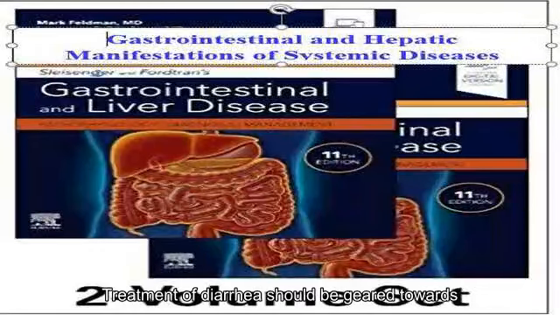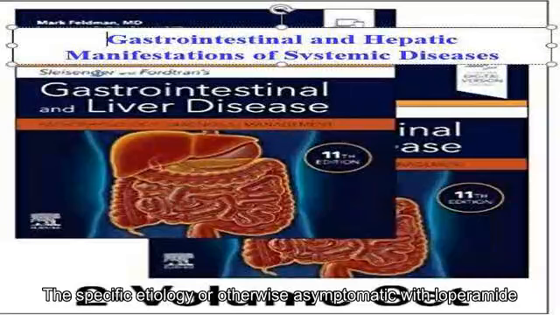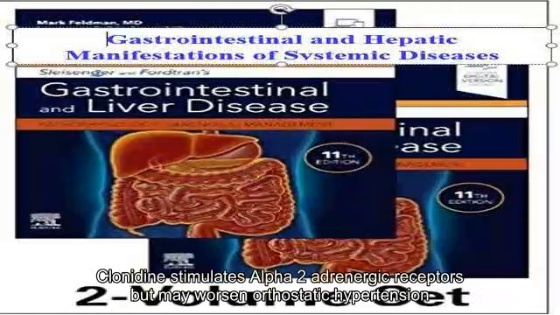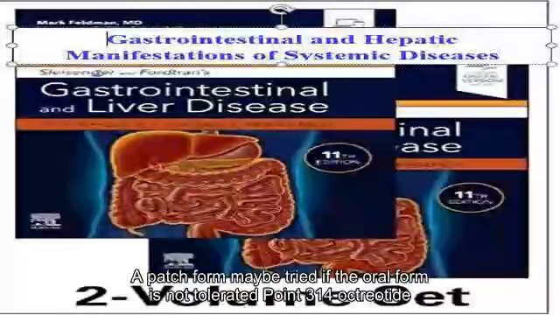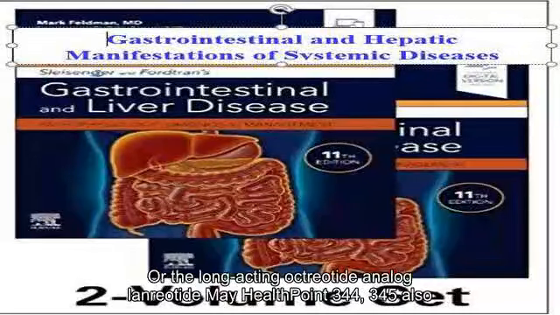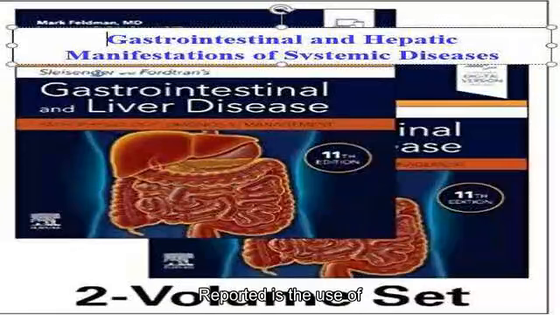Treatment of diarrhea should be geared toward the specific etiology or otherwise is symptomatic with loperamide. Clonidine stimulates alpha-2 adrenergic receptors but may worsen orthostatic hypotension. A patch form may be tried if the oral form is not tolerated. Octreotide, or the long-acting octreotide analog lanreotide, may help. Also reported is the use of selective serotonin 5-HT3 receptor antagonists.